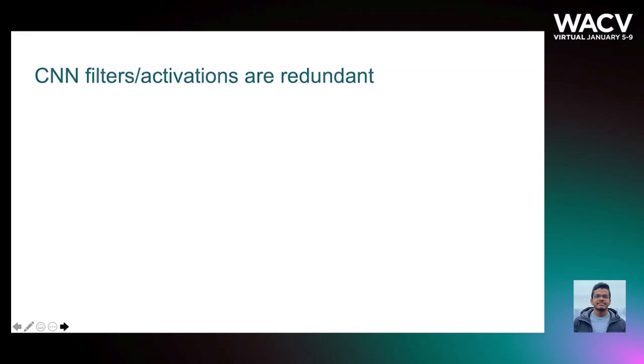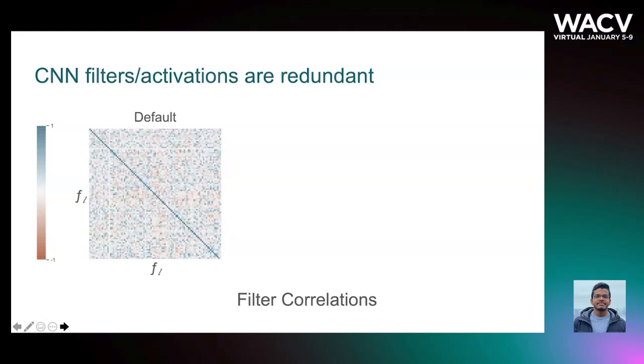CNN filters and their corresponding activations are inherently redundant. We can see this redundancy as the correlation between convolutional filters. In a conventional convolutional layer, we can visualize these correlations as this. Each pair of filters has a considerable correlation, which results in this redundancy.